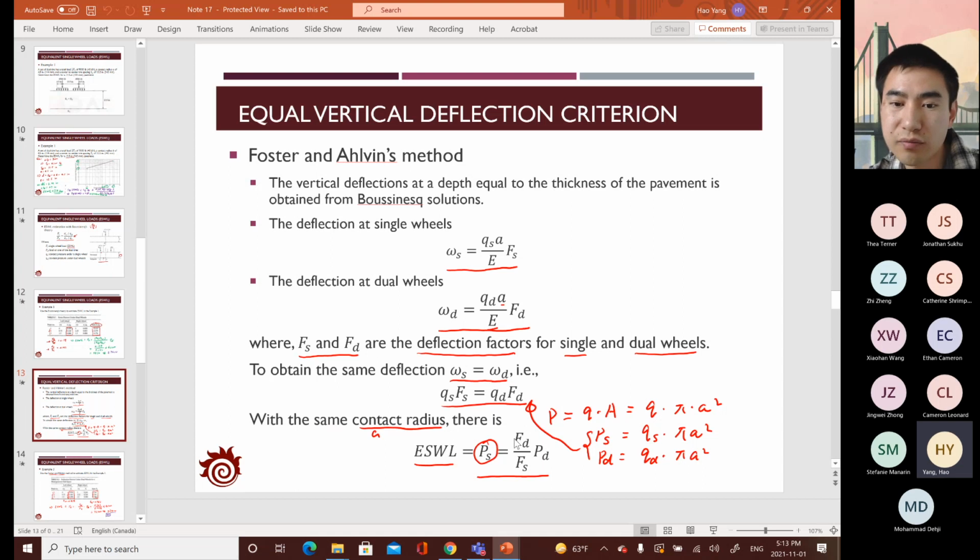With that, you can simplify this equation to identify the value of ESWL, which would be PS. That can be further simplified as FD divided by FS times PD. Here FD is the deflection factor of the dual tire, FS is the deflection factor of the single tire, and PD is the load from each tire of the dual tire.